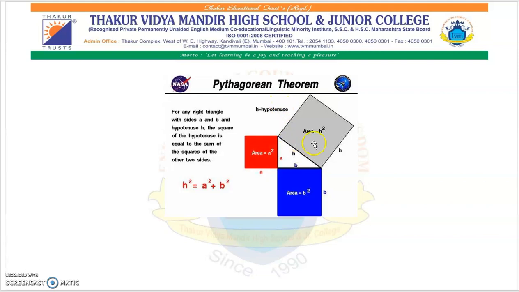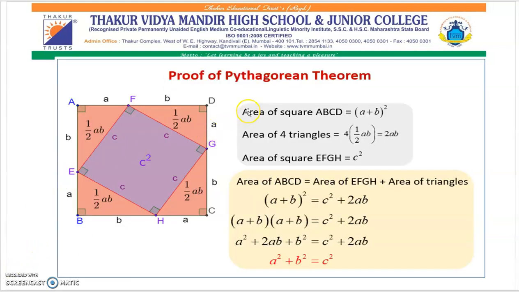Pythagoras theorem. The figure is given here. Squares are made with the different colors. For any right angle triangle with sides A and B and hypotenuse H, the square of the hypotenuse is equal to the sum of the squares of the other two sides. Now let us prove this Pythagoras theorem.